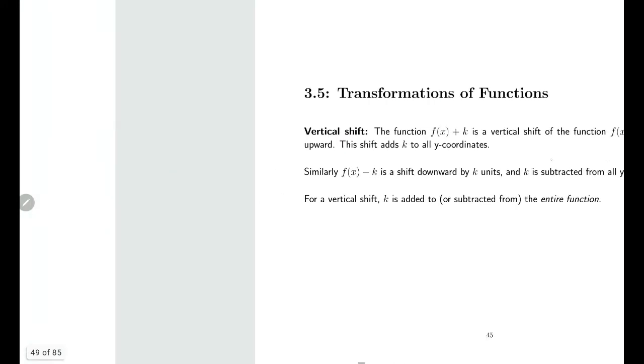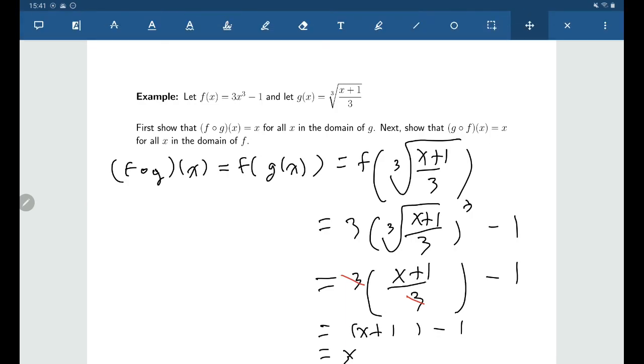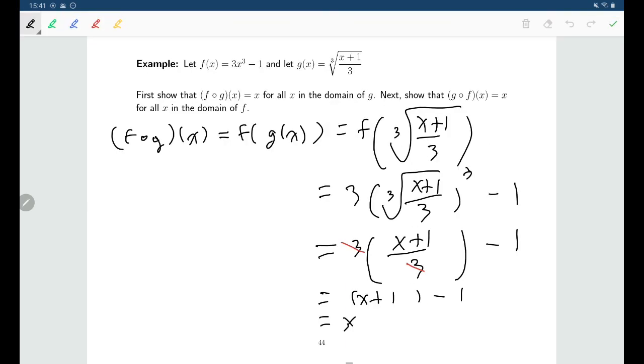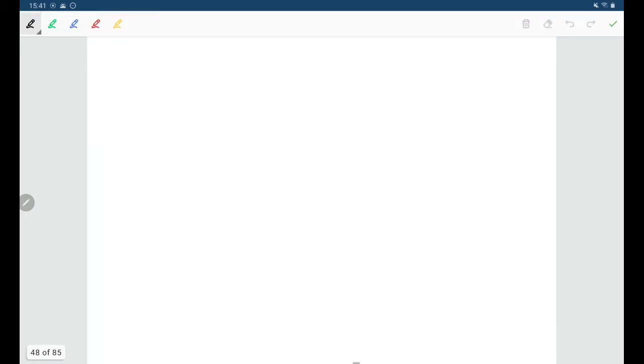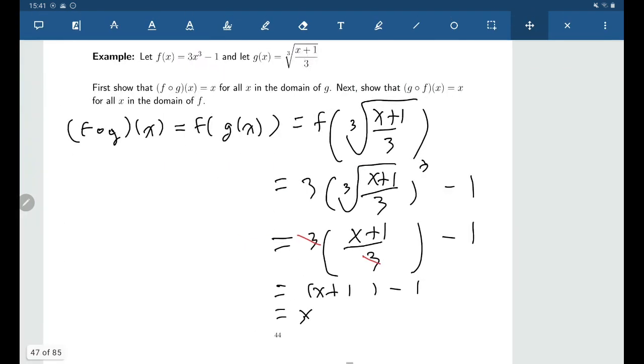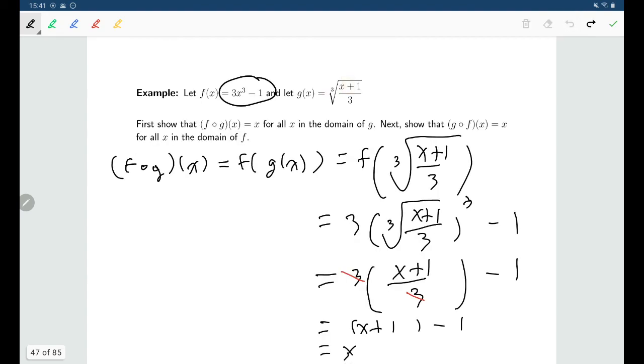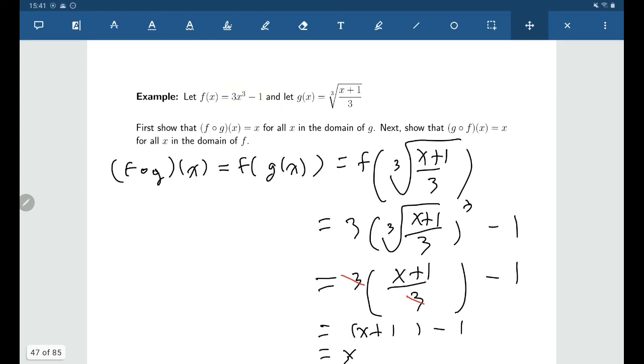Because now we're going to do g composed with f. So we've done f composed with g, and we've got that f composed with g has an output of x. Now g composed with f. Or in other words, putting f of x inside of g of x. f of x was that 3x cubed minus 1. And so we'll be taking g of x, and we'll be replacing the x that's in g of x with 3x cubed minus 1.